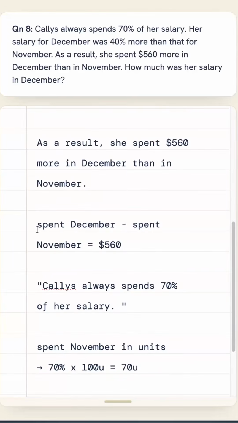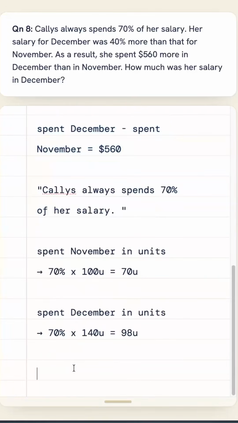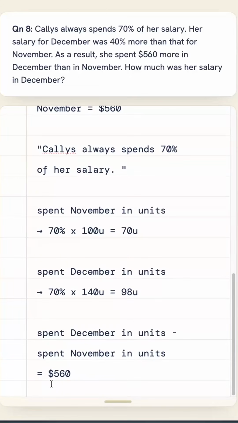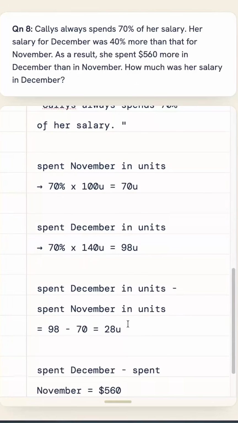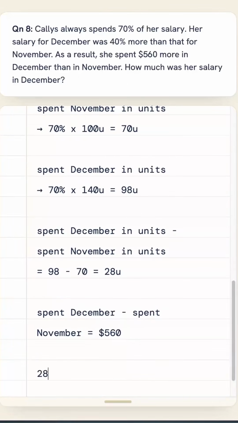98 units. So that means spent December minus spent November would then be equal to 98 minus 70, and this will give us 28 units. Since spent December minus spent November is $560, that means 28 units is equal to $560.